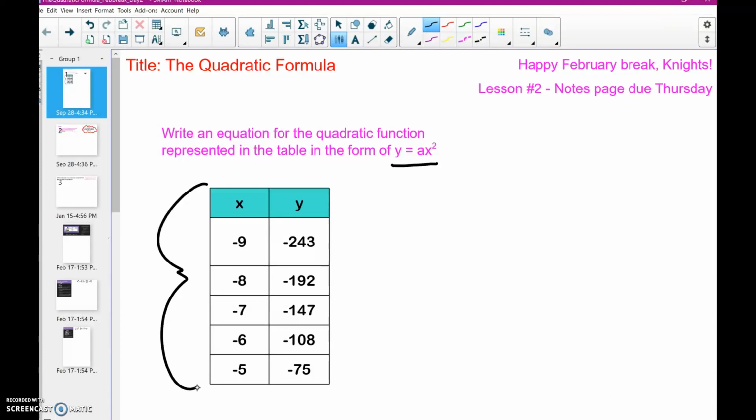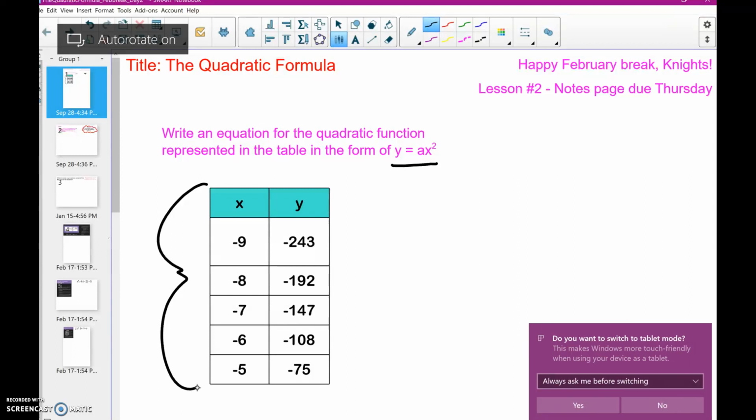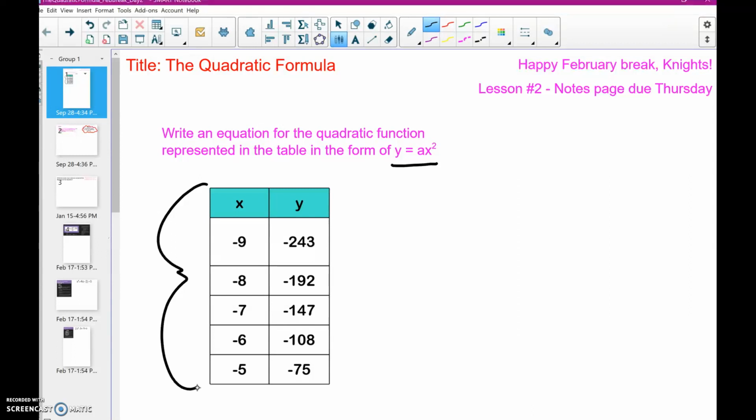So the first thing we notice in our equation is that we have y, a, and x, and those are 3 variables, and we can't really solve an equation with 3 variables because that would just give us an equation with more variables. So we can substitute numbers in for our x and our y, which is definitely what we want. So let's do that. I'm going to substitute a point in to help us figure out what our a value is. And let's do this point down here, -5, -75.